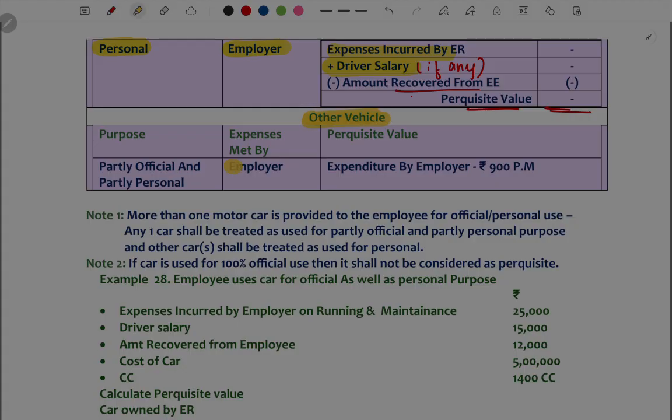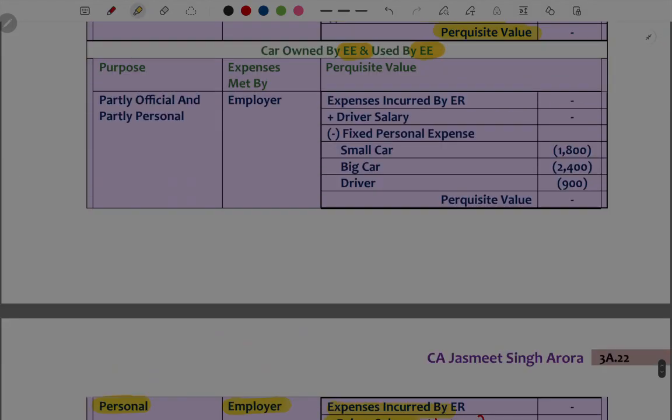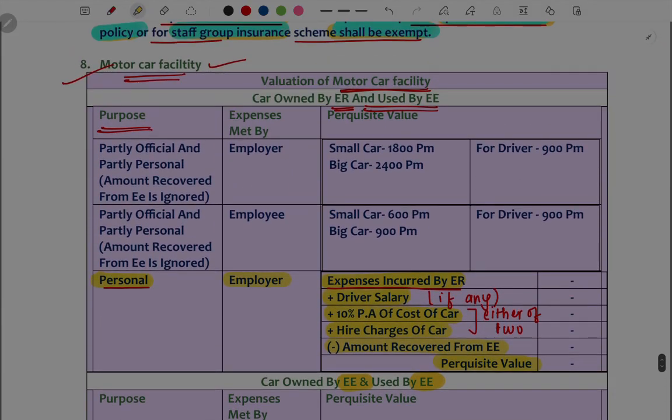Now, for any other vehicle where expenses are made by the employer, partly official and partly personal, the expenditure by the employer will be 900 per month. Again, we come to here: if employer and employee, small car 1800 per month, big car 2400 per month, and for the driver 900 per month.